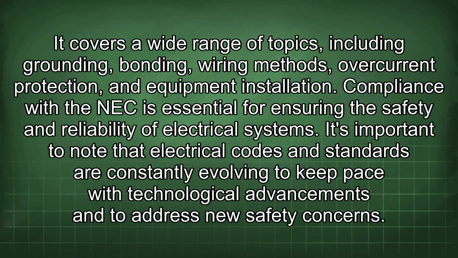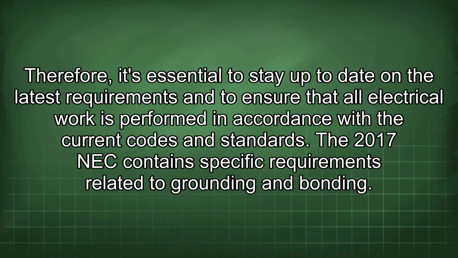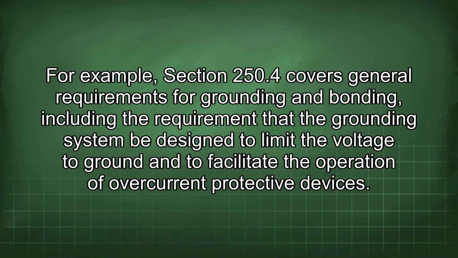It's important to note that electrical codes and standards are constantly evolving to keep pace with technological advancements and to address new safety concerns. Therefore, it's essential to stay up to date on the latest requirements and to ensure that all electrical work is performed in accordance with the current codes and standards. The 2017 NEC contains specific requirements related to grounding and bonding. For example, Section 250.4 covers general requirements for grounding and bonding, including the requirement that the grounding system be designed to limit the voltage to ground and to facilitate the operation of overcurrent protective devices.